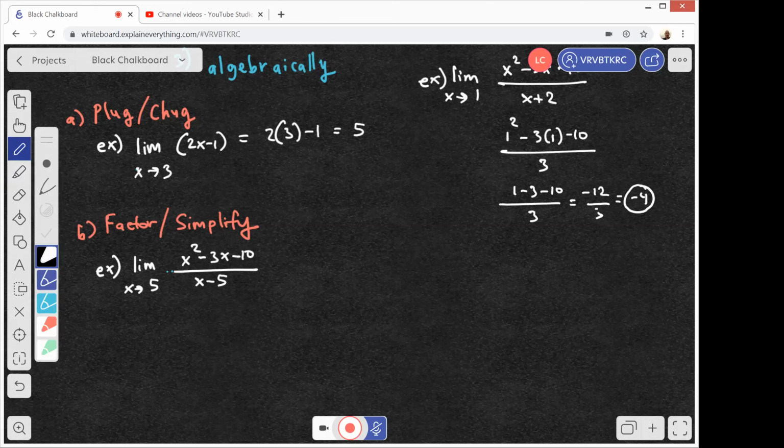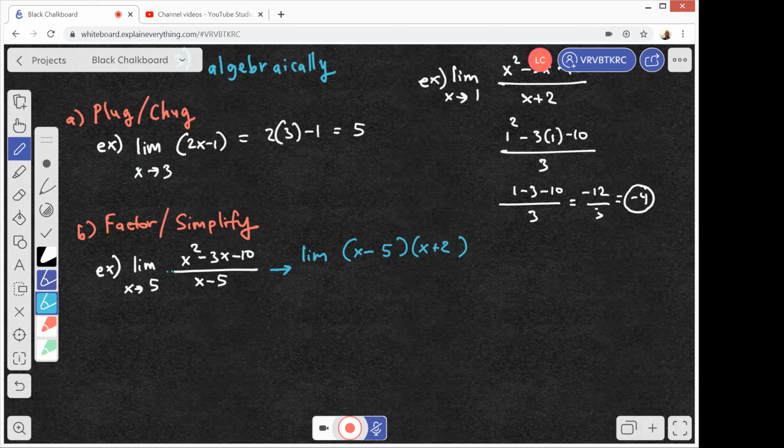All right, so I'm gonna change colors here, do some algebra. So in this limit problem, we're gonna say the limit, could I factor the numerator? X times x is x squared, 5 times 2 is 10, and I wanna get a -3, so this should be -5 and this should be +2. -5 plus 2 is -3, all over x minus 5.